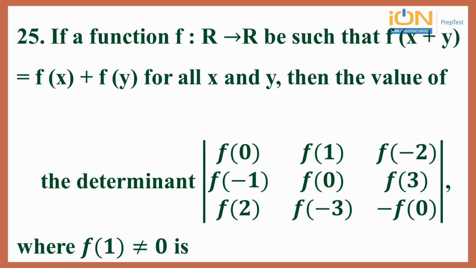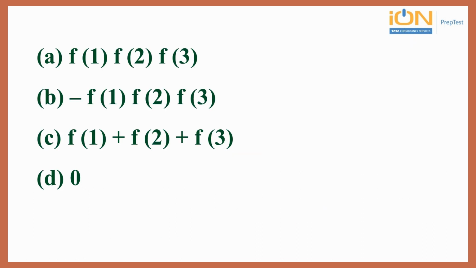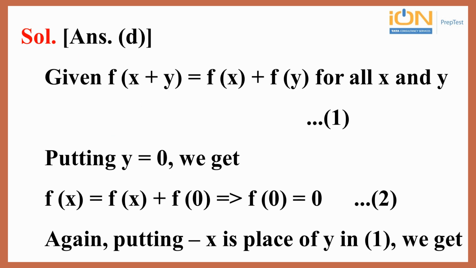Let's move to the next question, question number 25. If a function f from R to R is such that f of x plus y is equal to f of x plus f of y for all x and y real numbers, then the value of the determinant, first row f of 0, f of 1, f of minus 2, second row f of minus 1, f of 0, f of 3, third row f of 2, f of minus 3, minus of f of 0, where f of 1 is not equal to 0, is: first option, f of 1 into f of 2 into f of 3. Second option, minus of f of 1 into f of 2 into f of 3. Third option, f of 1 plus f of 2 plus f of 3. And fourth option is 0. The right option is 0, that is the fourth option.